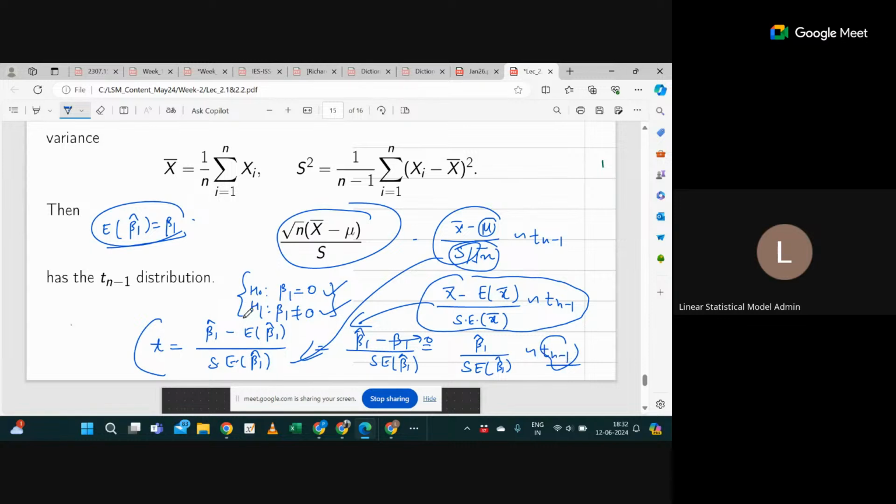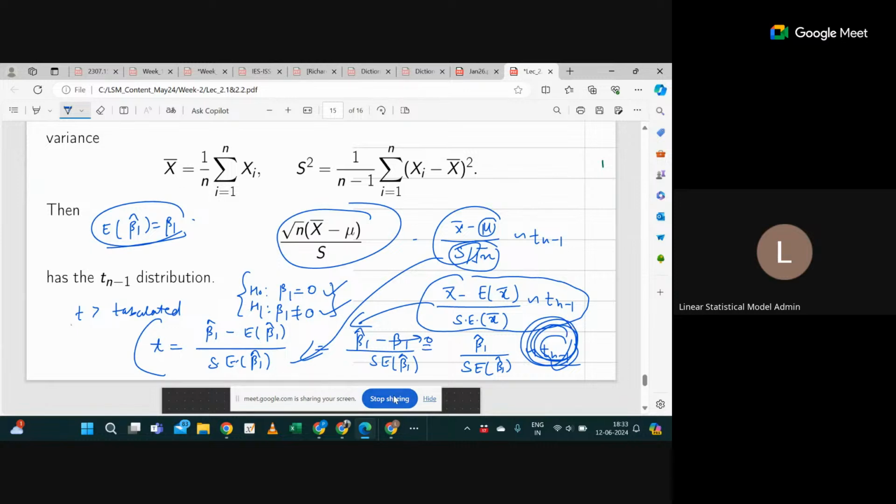After this we'll check whether the calculated t is greater than the tabulated one or not. Tabulated means the values which we are taking from the table. Then we will take the decision about whether beta 1 is equal to 0 or beta 1 is not equal to 0.